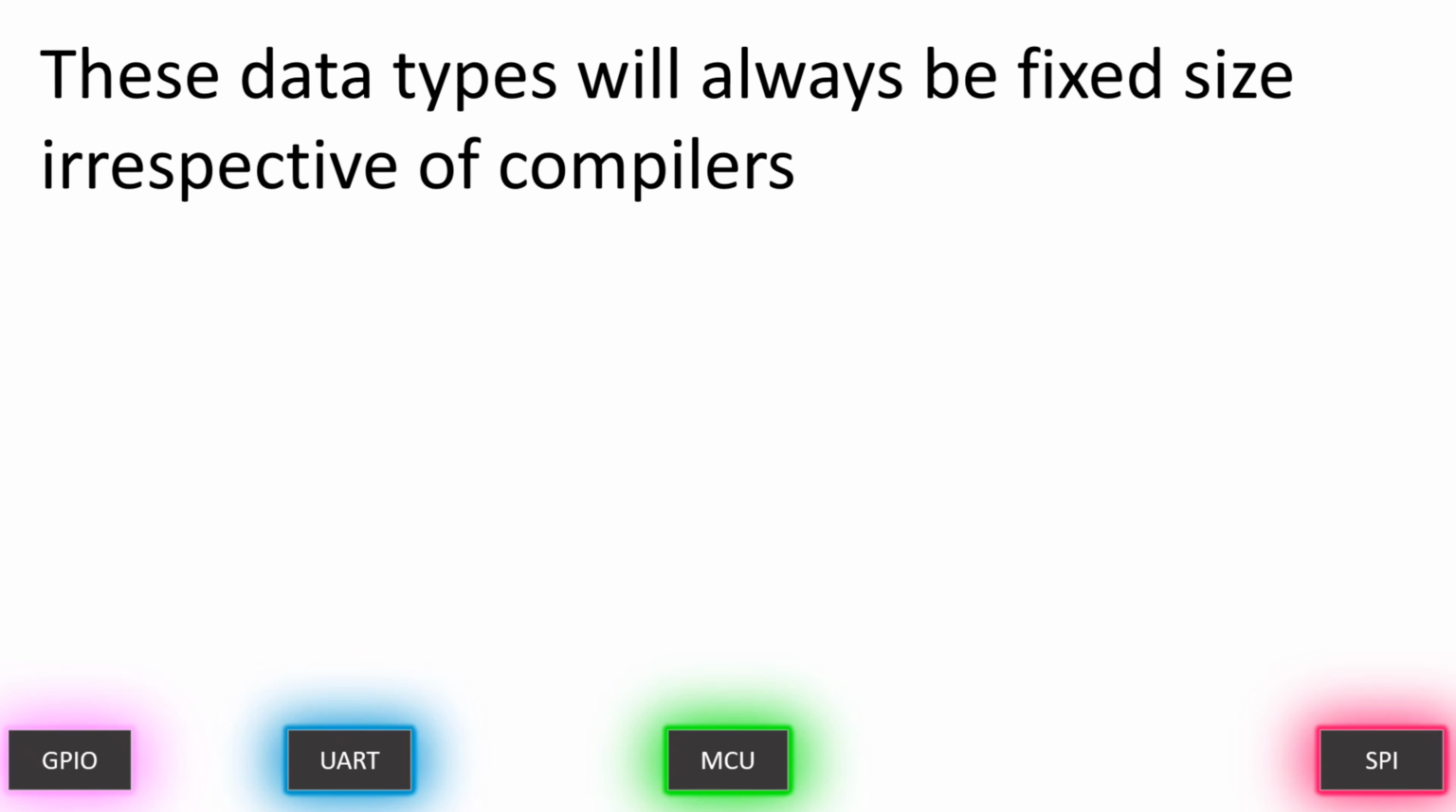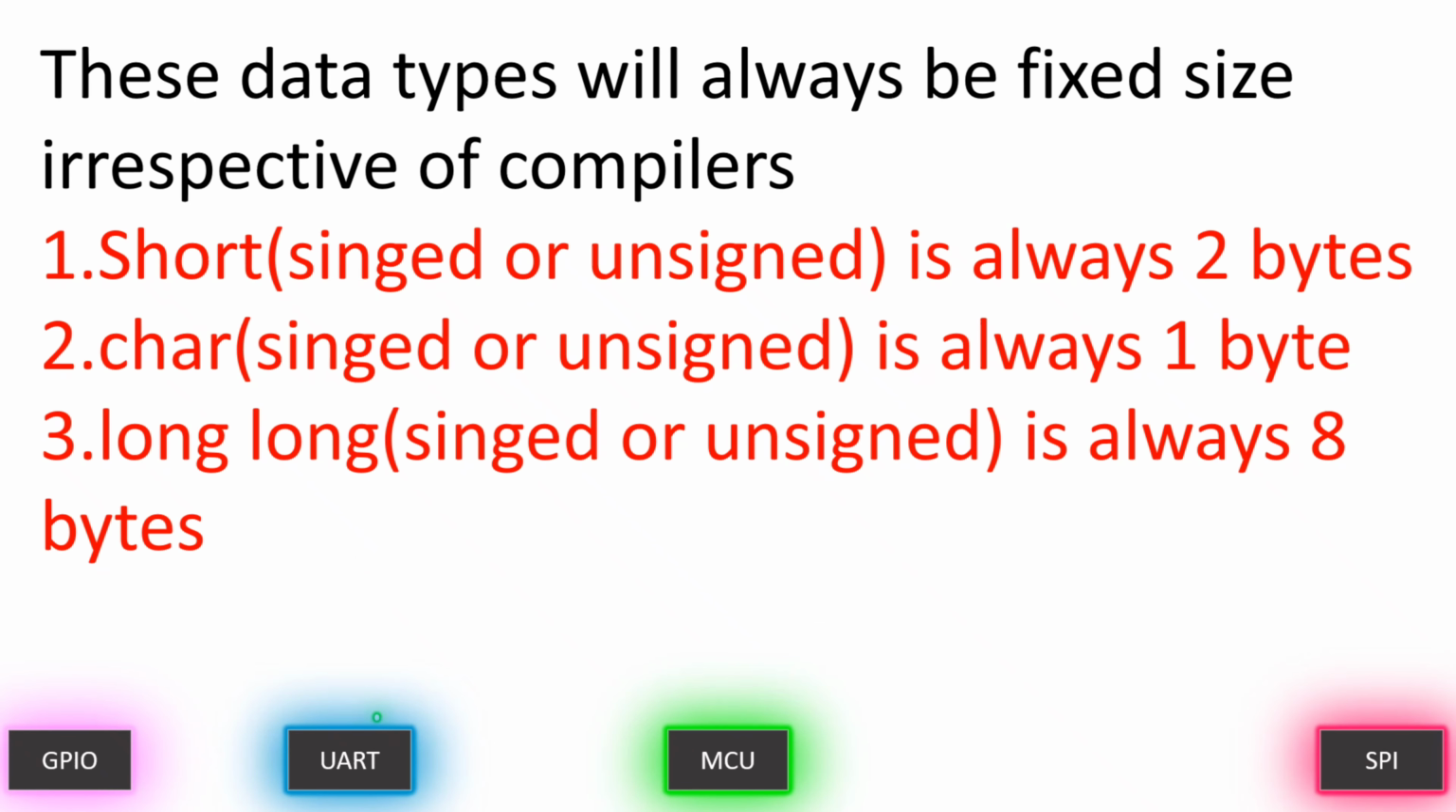These data types will always be fixed size irrespective of the compiler. The short is always 2 bytes. It will consume 2 bytes of memory always. And char is always 1 byte of memory. And long long is always 8 bytes of memory. So remember that the C standard does not fix the storage size of different data types. It talks in terms of max and minimum. So it all depends on the compiler design. Remember this.